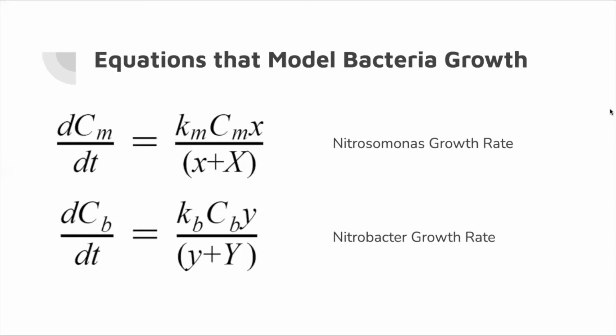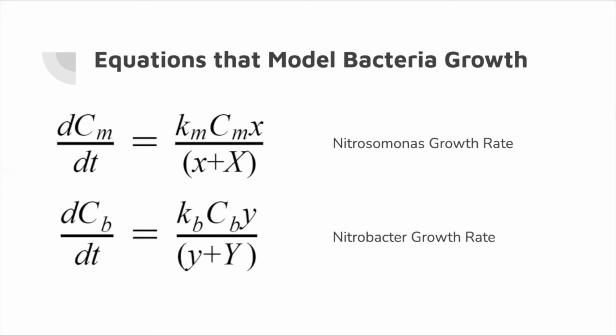The first equation listed here represents the Nitrosomonas growth rate, while the second represents the Nitrobacter growth rate. In these equations, K represents the growth rate constant for each respective bacteria species. Cm and Cb are the concentrations of the respective bacteria. Lowercase x is the concentration of ammonia. Lowercase y is the concentration of nitrite. Uppercase X is the saturation constant of ammonia, and uppercase Y is the saturation constant of nitrite.